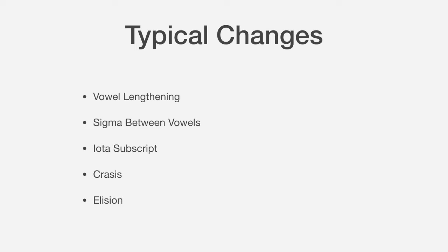Now let's just cover the most typical changes that will take place to letters. I'm going to point out 5 things. Vowel lengthening, where the sound of a vowel gets longer. A sigma, which shows up between 2 vowels, that sigma will usually disappear. An iota subscript, crasis, and elision. So let's look at the first one.